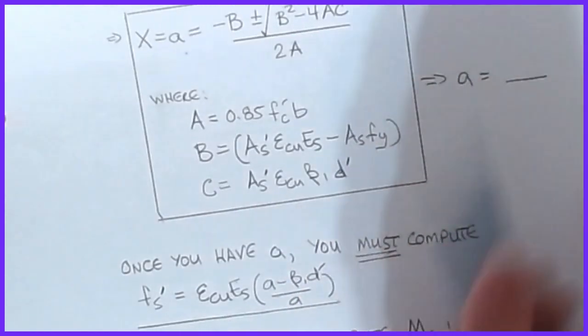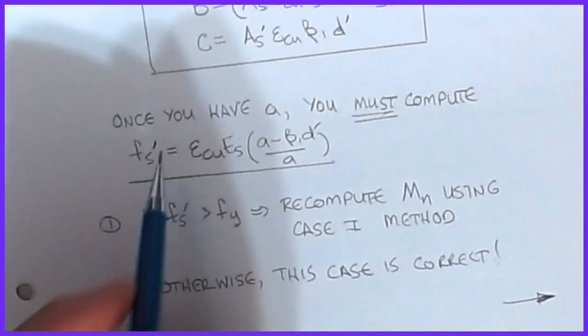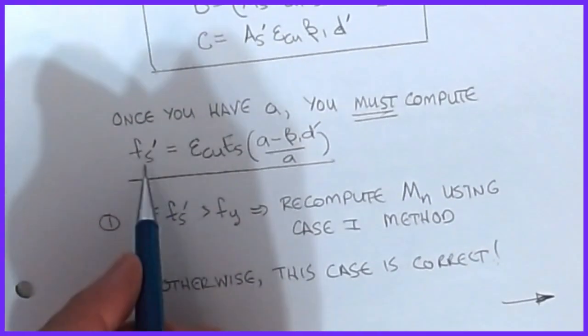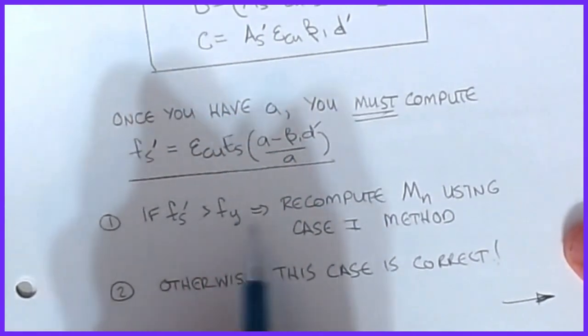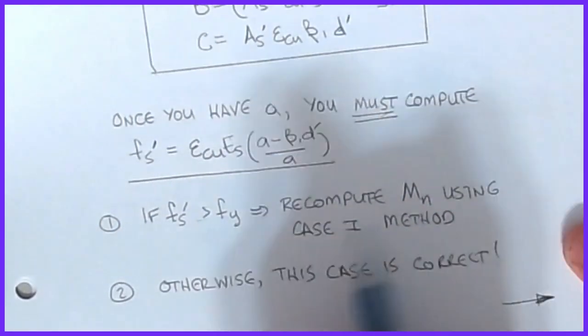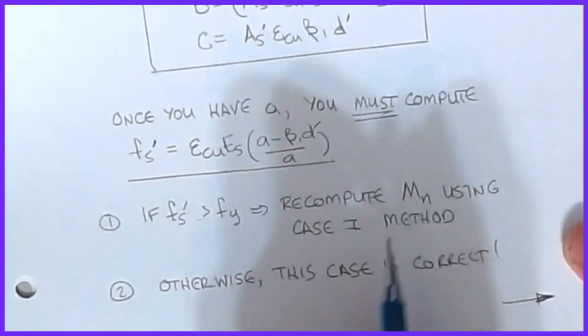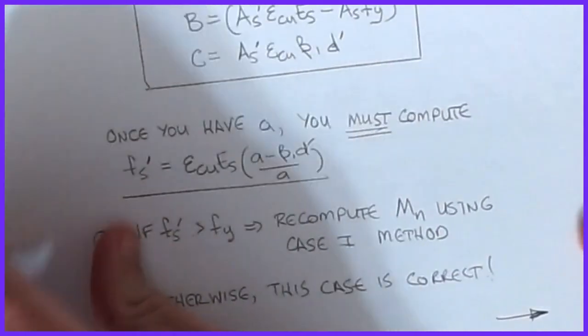Once I have that, then I can go in and calculate Fs prime. And once I have Fs prime, then I start doing our checks. If Fs prime is greater than Fy, we recompute the moment Mn using the case 1 methodology. Otherwise this case is correct, and then we can proceed on to our approach.